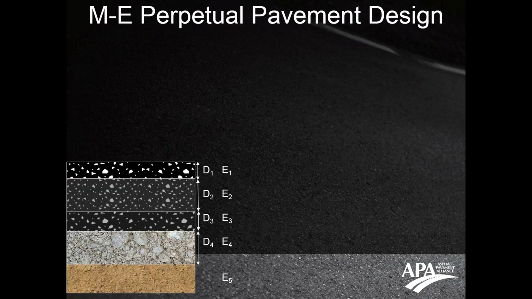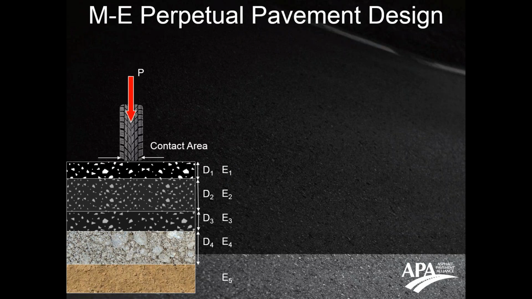So how do we go about designing a perpetual pavement in an ME framework? How do we arrive at those thicknesses? Well, we have to make an initial guess at what the layer thicknesses ought to be. That's the thicknesses D1 through D4 you see in the diagram. With that, we also have to define how stiff each of those different layers is. We term those E: the modulus of layer 1, modulus of layer 2, and so on.